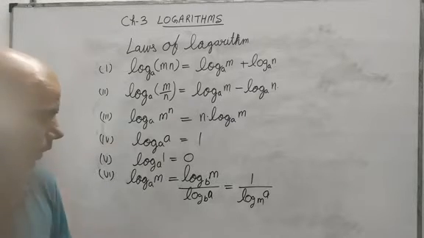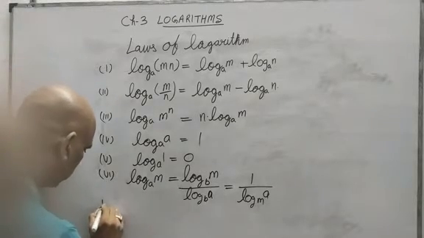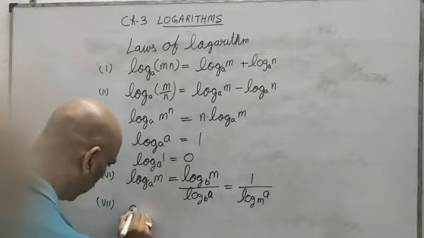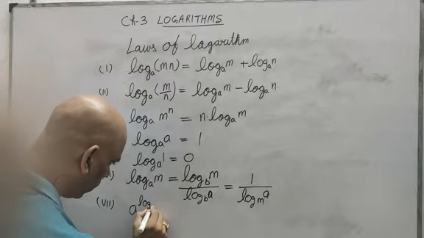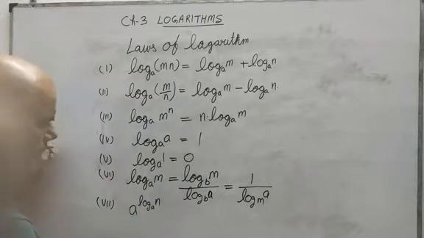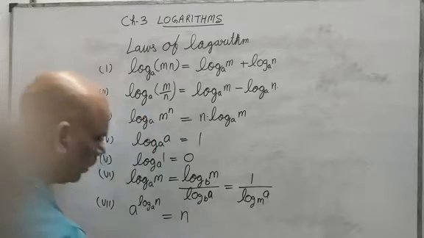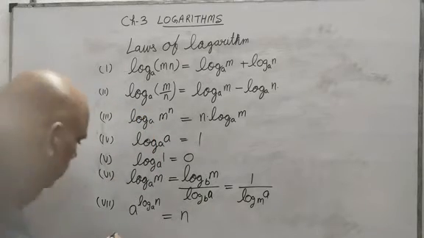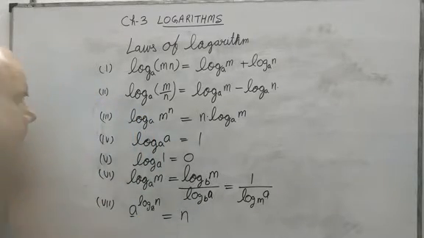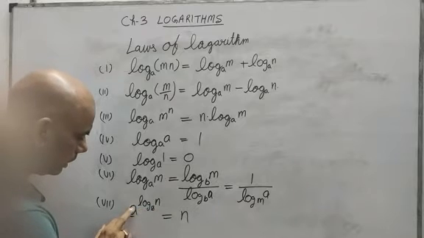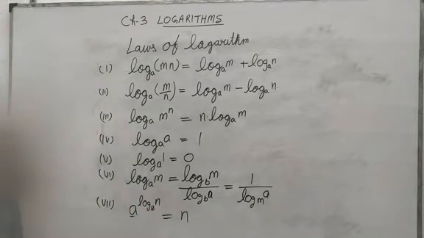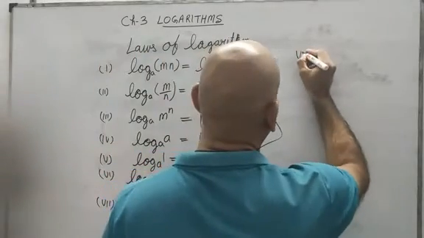Then another, the seventh one. What is the seventh one saying? That if A to the power log base A of n, then its value will be n. The most important thing is that this base and this power should be the same. The base of the log and this exponential form should be the same. If it is the same, then the answer will be n. So this is the 7th.